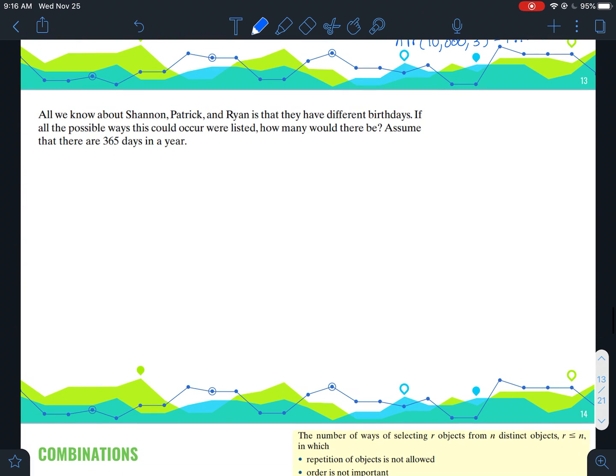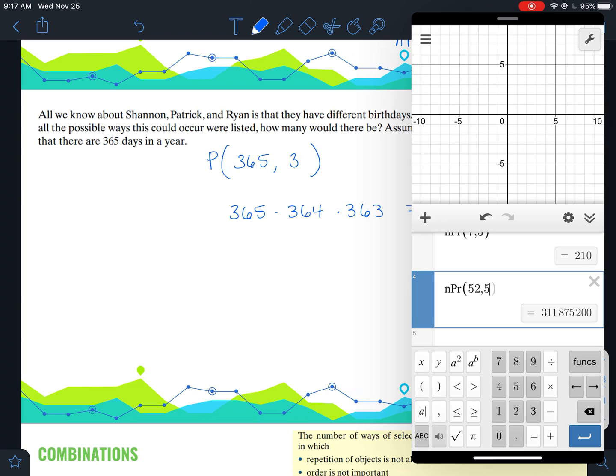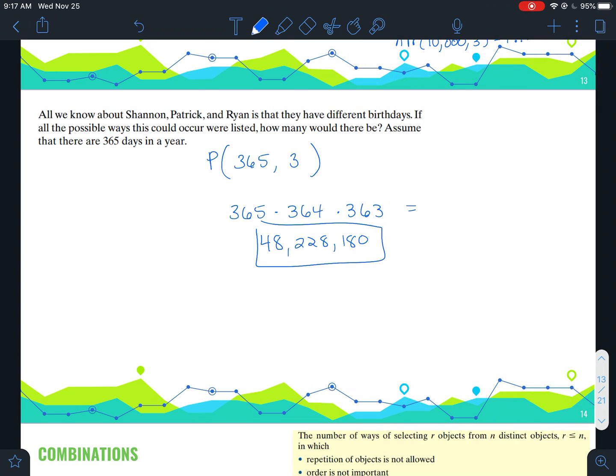So let's look at an example. All we know about Shannon, Patrick, and Ryan is that they have different birthdays. If all the possible ways this can occur were listed, how many different ways could there be? Assume that there's 365 days in a year. Okay, well, there's 365 days, and we want to choose 3 different ones. So it's kind of like day 1, day 2, day 3, but they all have to be different. So we're going to do 365 times 364 times 363. Either way that you do it, it's okay. And if I do this, I'm going to just erase those, and I'm going to do 365, and I want 3 different days. And so there are 48,228,180 different ways that they could have 3 different birthdays.